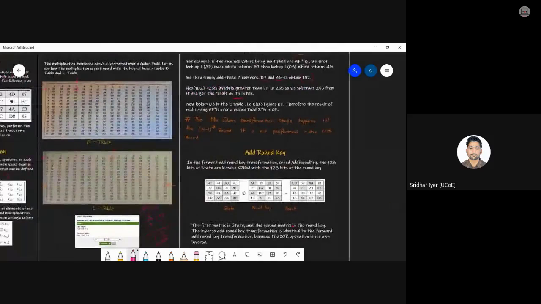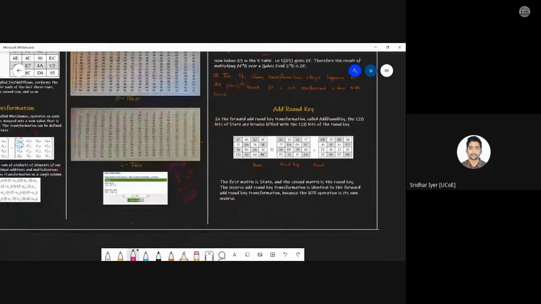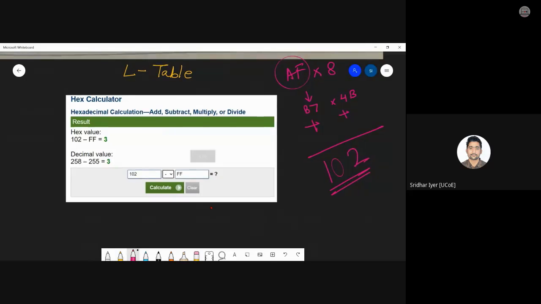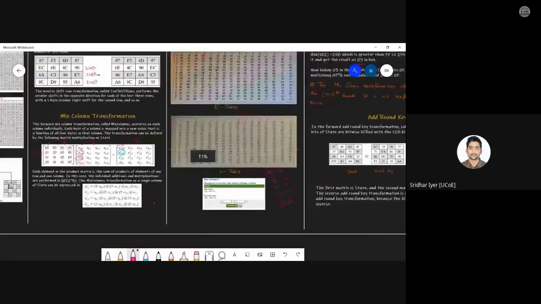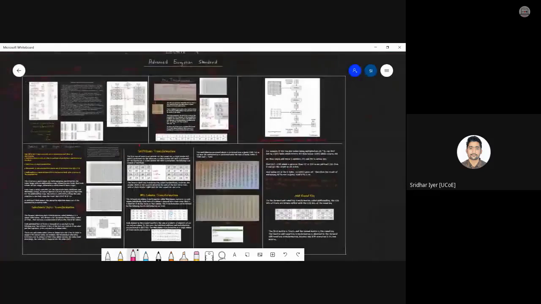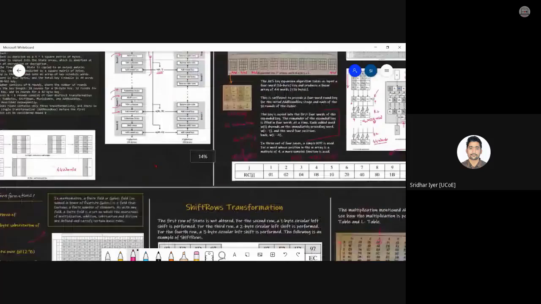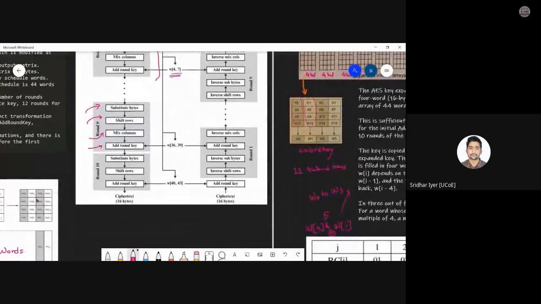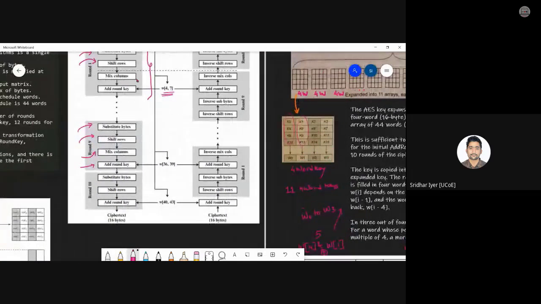And finally, once this is done, you can check your answers with this hex calculator website. 102 minus ff or 255 will give you the answer as 3. So this will be your answer. So now we have completed almost all of these steps. The only step which is left is add round key, that I have also shown you. Whatever result you get after the mix column transformation, you have to XOR it with the round key and you will get the output of that round.